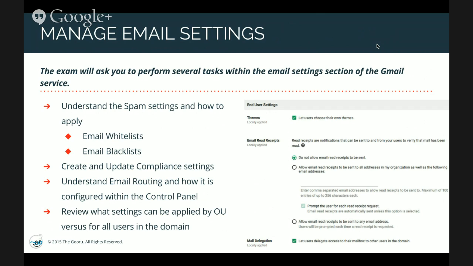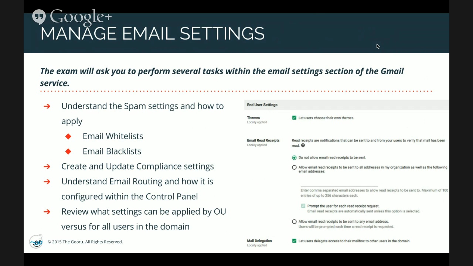Obviously, whitelists are people that come into your domain that are not going to be captured by spam or blocked as bulk email. And then blacklists are those addresses or domains that you want to keep out of your Google Apps domain, so you block them. You also want to know how to create and update compliance settings so that you understand how these operate, how they interact with the email when it's coming in and out, and how you adjust those settings.